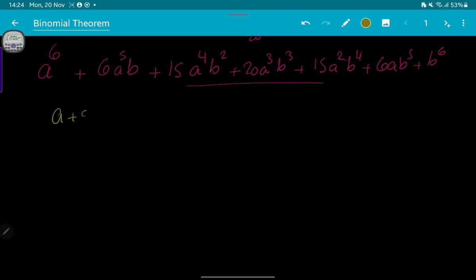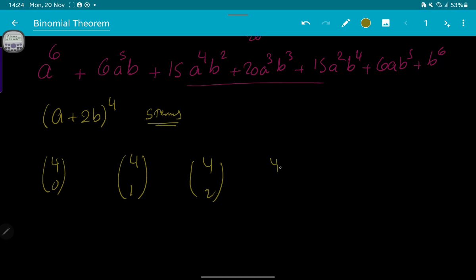(a + 2b) power 4. So how many terms? 5 terms. We write 4C0, 4C1, 4C2, 4C3, 4C4.